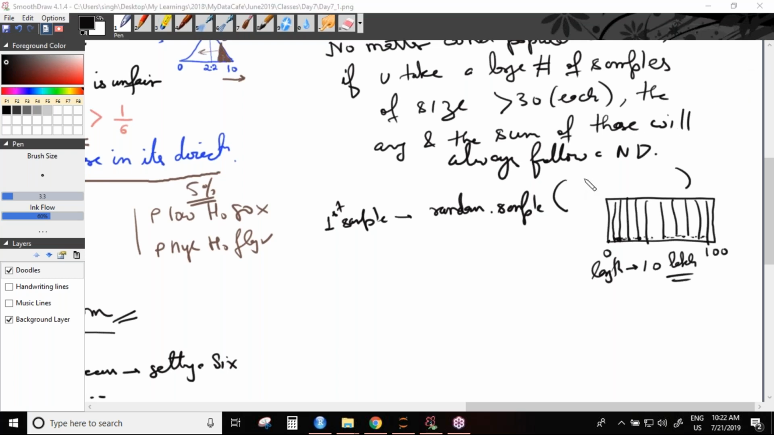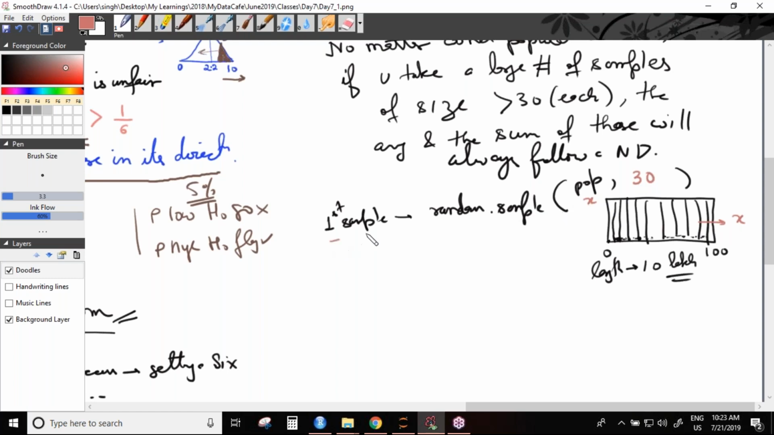This takes two inputs. First is the population, and next is how many numbers you want from this population. So I want at least 30 numbers, so a large number of samples of size greater than 30. Let me just take 30 for now. I will take 30 numbers from this population, and let's keep this population as x.